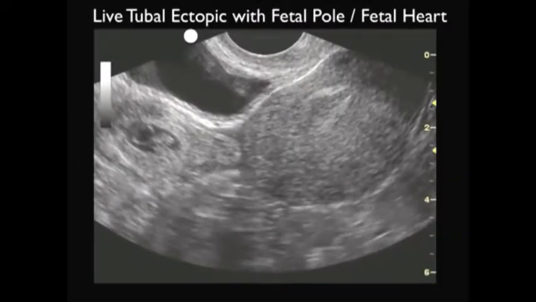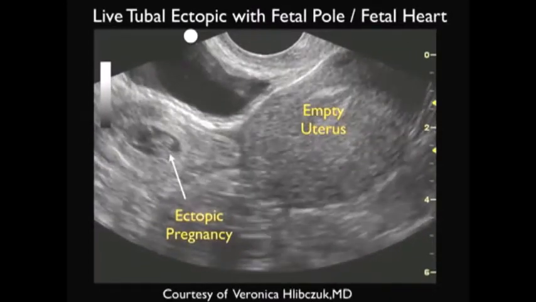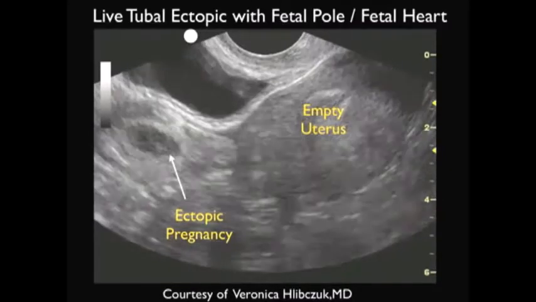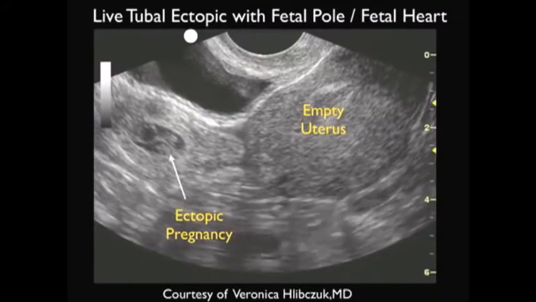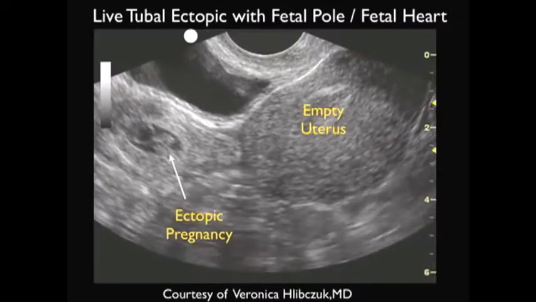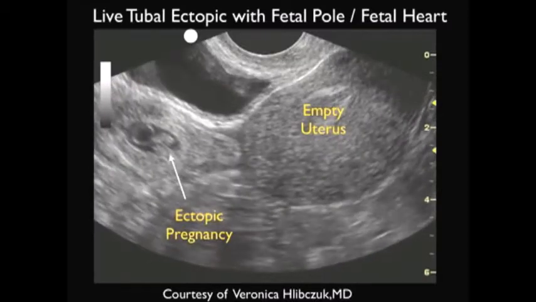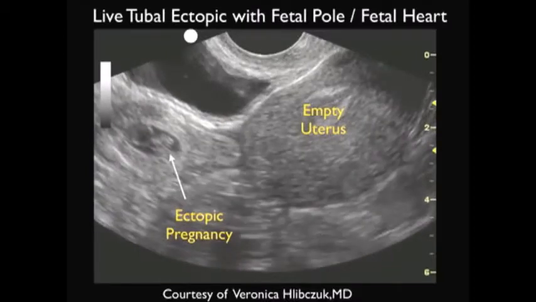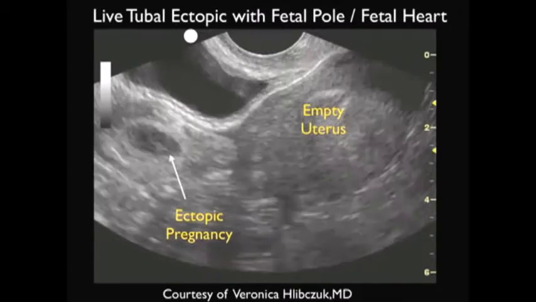Here's a great video clip submitted by my colleague Dr. Veronica Hlibchuk showing a live ectopic pregnancy adjacent to an empty uterus. We see the uterus towards the right, and the definitive ectopic pregnancy towards the left. We see the thickened fallopian tube, and inside the tube we can make out a yolk sac and a fetal pole with a heartbeat. Now notice that on first glance, one might misidentify the ectopic pregnancy as being within the uterus, as an intrauterine pregnancy. But close attention to the anatomical orientations of the uterus versus the location of the ectopic will help you to sort that out. So this was a definitive ectopic pregnancy needing surgical management.